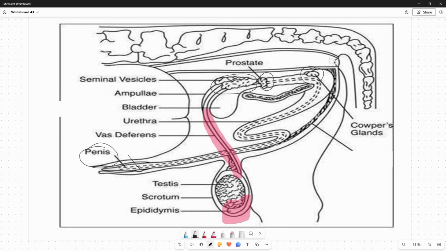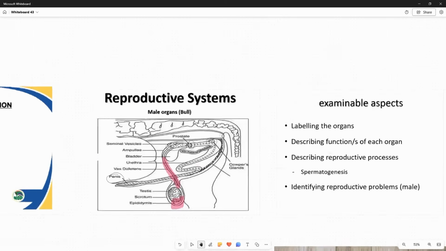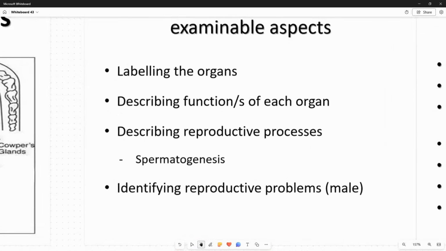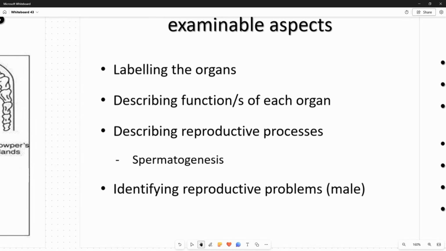Right. Let's then quickly move on to the examinable aspects on this topic. As I said, you must be able to label the organs, describe the function of each organ, and other reproductive processes. So in the male, the main reproductive process, as I indicated, is the process of spermatogenesis, the process whereby the sperms are produced. And then lastly, you must be able to identify the reproductive problems, especially those that are affecting the male.